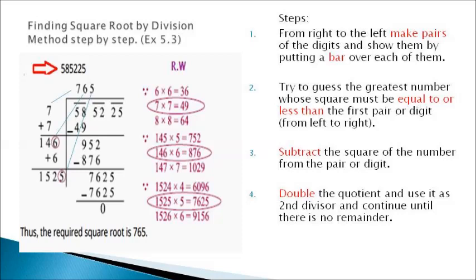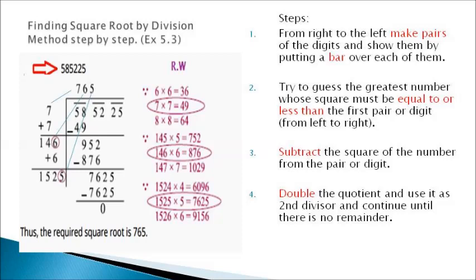How do we write this? 7 we write as divisor, and the same number 7 we write as the first number in the quotient place. So 7 sevens are 49. Now we will subtract the square of the number from the pair of digits. 58 minus 49, and we are left with 9 as remainder. Now we will bring down the next pair, that is 52, and the number that we have to divide is 952 now.